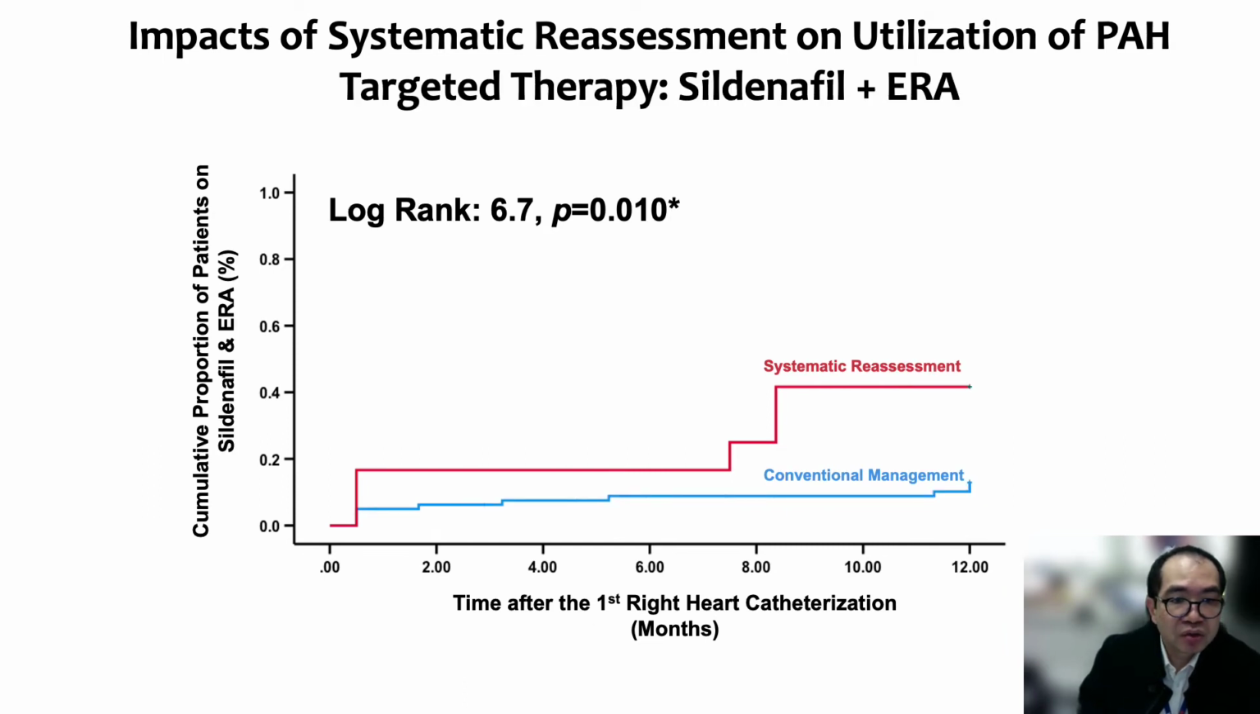And if we look into combination therapy at 1 year, how likely is the patient to receive sildenafil and ERA, which is considered one of the optimal treatments for patients with pulmonary hypertension? In fact, you can see that systematic reassessment gives a higher proportion of patients receiving this treatment.